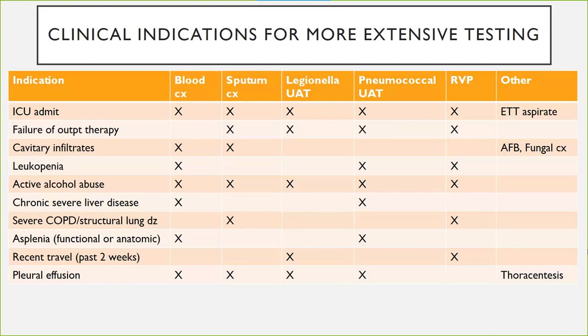Other situations where you might consider more extensive testing: if they failed outpatient therapy, if there's cavitary infiltrates on the x-ray, leukopenia or active alcohol abuse, which makes people more susceptible to encapsulated organisms and pneumococcus. And then if they have severe liver disease or COPD, asplenia, travel, or pleural effusion, those are instances where you would consider doing more extensive testing.